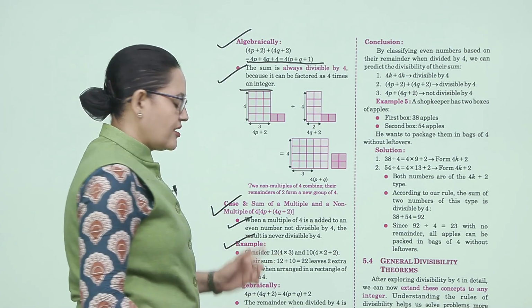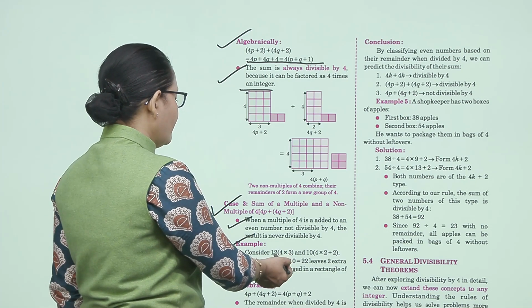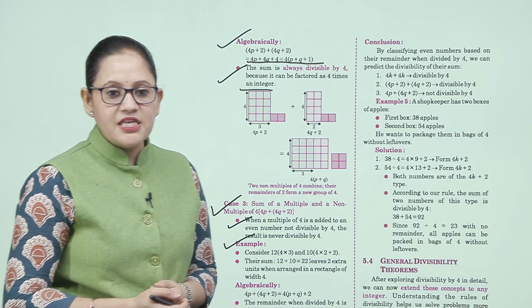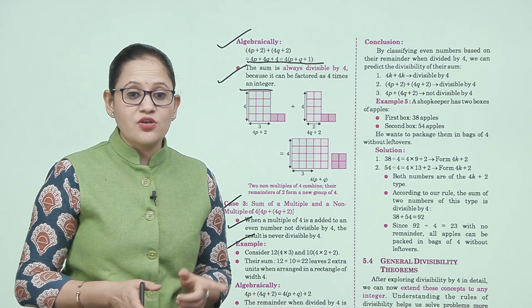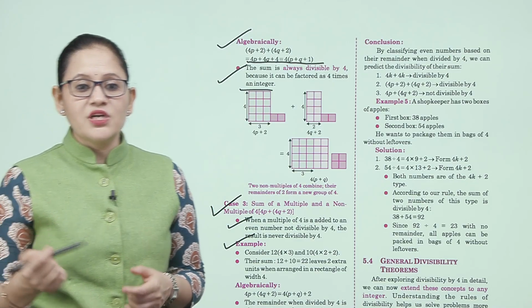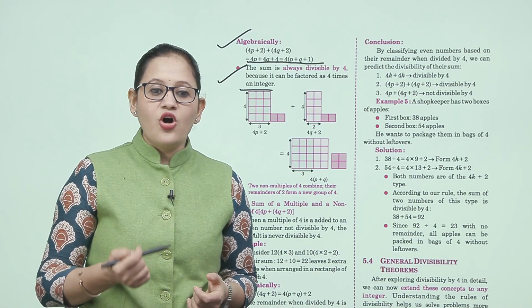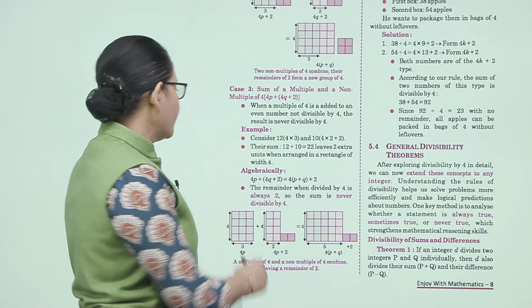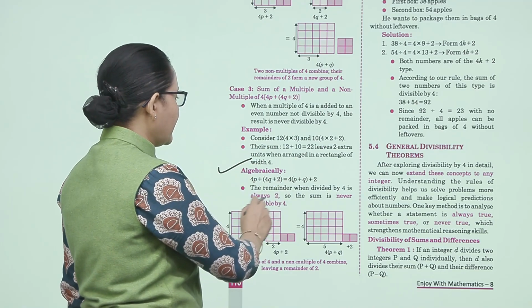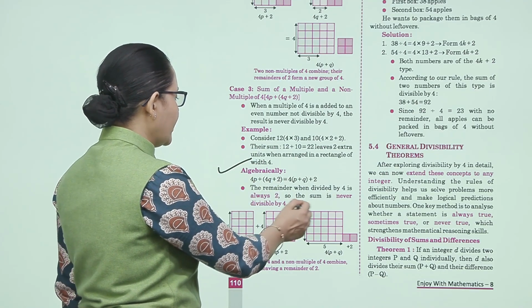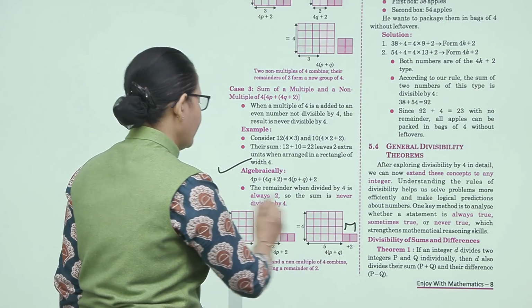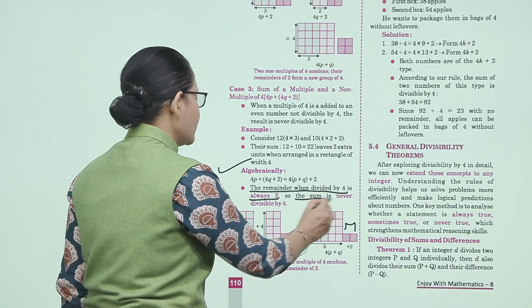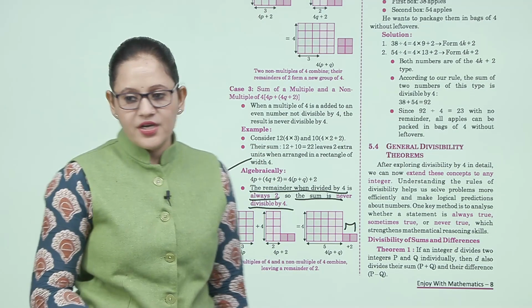Consider 12, 4 into 3, and 10, that is 4 into 2 plus 2. The sum is 12 plus 10, that is 22. It has two extra units when arranged in a rectangle of width 4. So algebraically we will see, if we arrange them, two extra blocks will be left. The remainder when divided by 4 is always 2. So the sum is never divisible by 4. Clear?